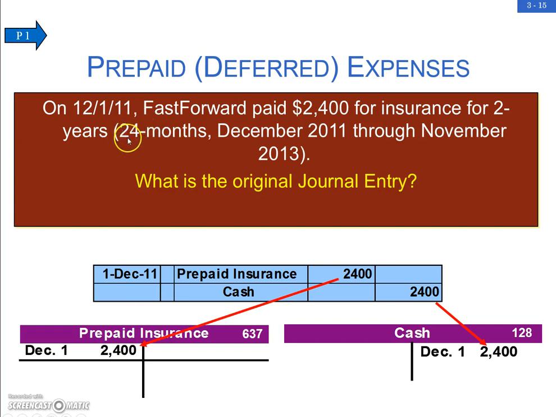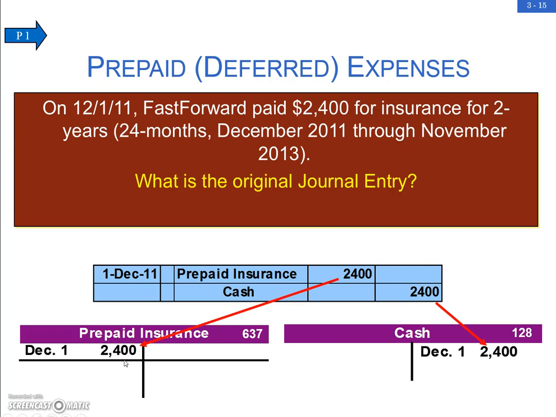I've done that on purpose in this example. I've made the math really easy. It's basically the insurance premium is $100 a month, and we're prepaying $24 hundred. Now that's true on December 1st. If somebody were to come ask us, hey, what is this asset prepaid insurance really worth on December 1st? It is worth $2,400. But what's it worth 1 month later?